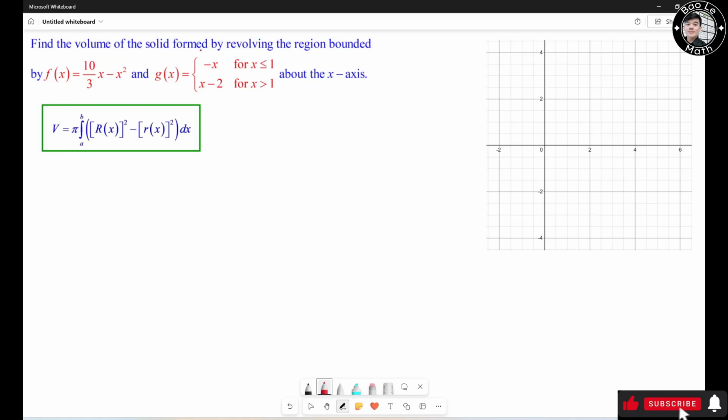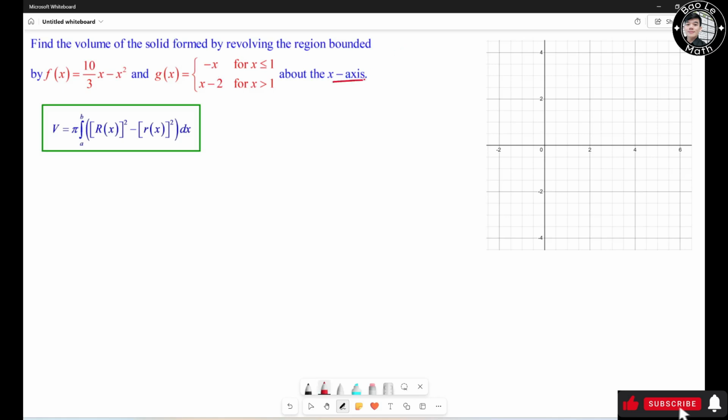Hello everyone, in this video we're going to learn how to solve this challenging problem about volume in AP Calculus. Alright, so we need to find the volume of the solid formed by revolving the region bounded by f(x) = 10/3 x minus x squared, and the second equation is g(x) = negative x if x is less than or equal to 1, and x minus 2 if x is greater than 1. This is the absolute value function.